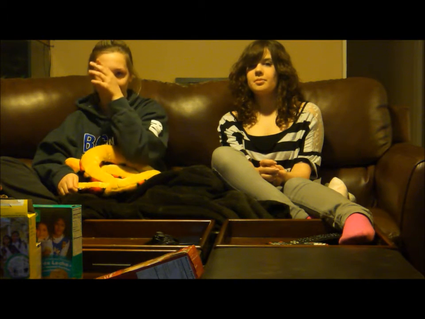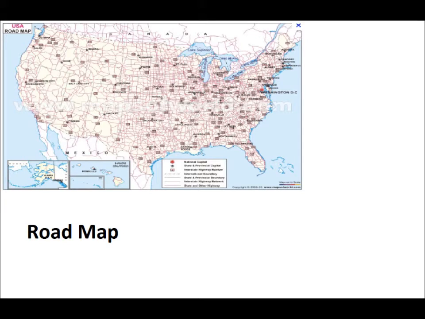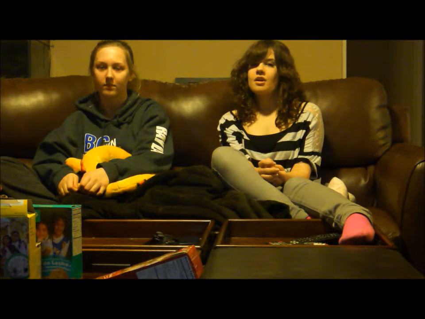Some other maps are political maps that show states, countries, capitals, and borders. There are also road maps that show highways and freeways, as well as dirt roads.